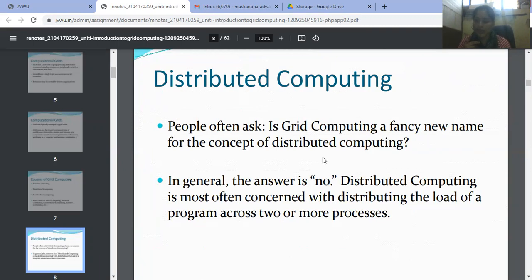Distributed computing is most often concerned with distributing the load. It means you properly arrange multiple computers in locations in the network, and you distribute the load of each. You are balancing the load of each network or the nodes situated in that particular network, and distributing the load of each program across two or more portions.